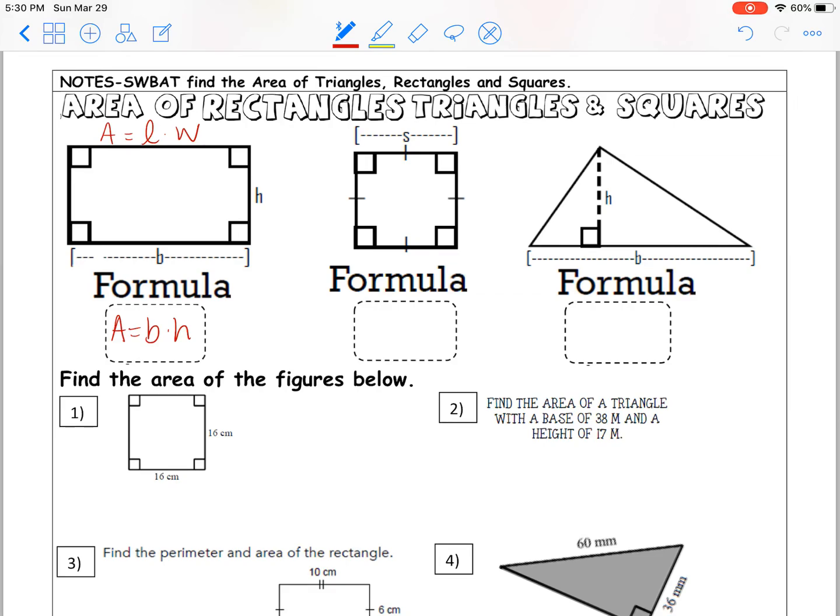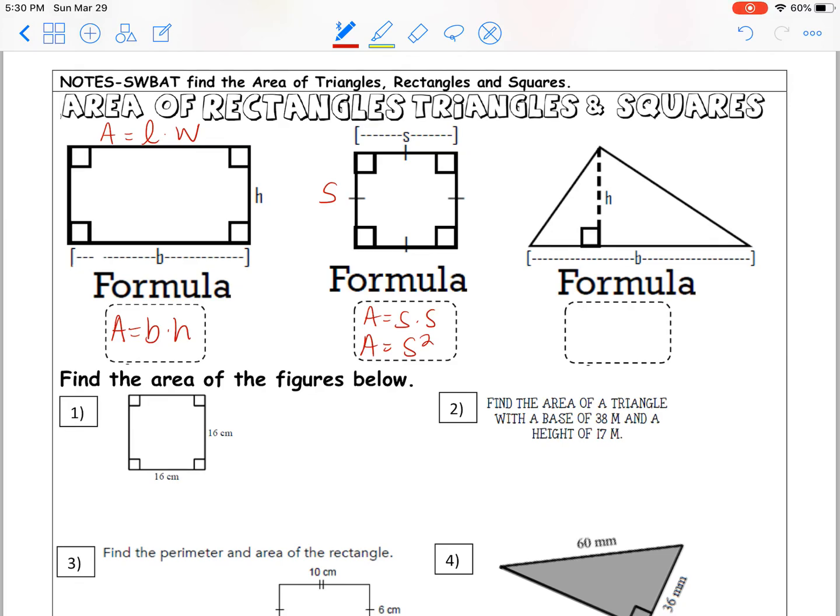Also, we know that the square is technically a rectangle. The only difference is that this is a special rectangle because all the sides are congruent. So the formula to calculate the area of the square is side times side, and side times side gives us side squared. You can always use base times height to calculate the area of that rectangle, and it would still work.